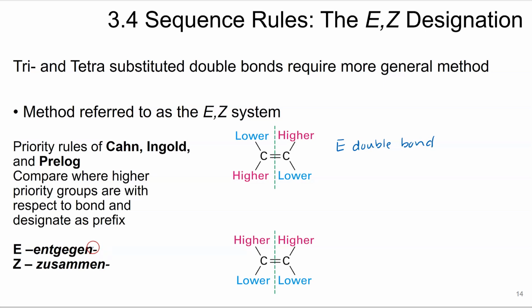So this E stands for the German entgegen, which is opposite sides. If the higher priority groups are on the same side of the double bond, this is a Z double bond. Z is German for zusammen, same side.